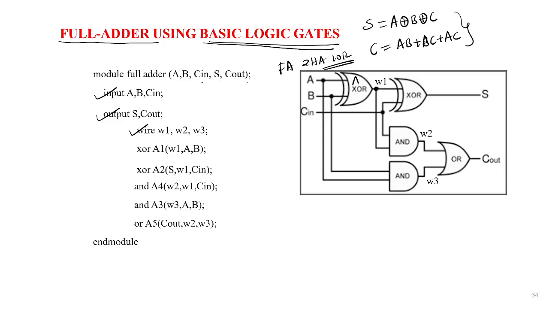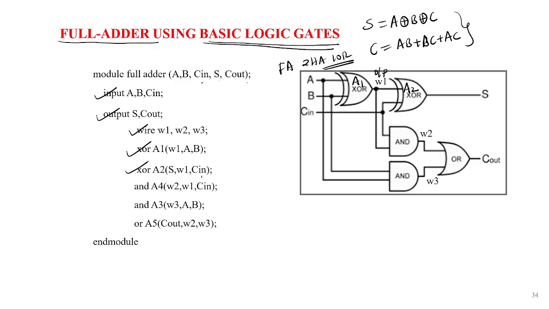For this XOR I write xor, gate level instance A1, W1, A, B. W1 is the output, and the inputs are A and B. Similarly, gate level instance A2, xor A2, S, W1, Cin. Here S is the output, W1 is one input, and Cin is the other. That is the XOR operation.